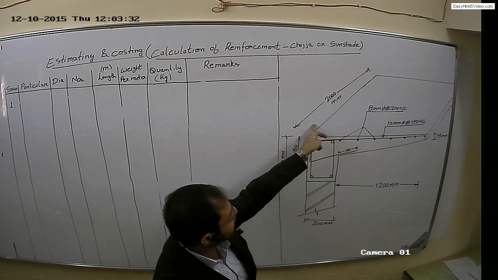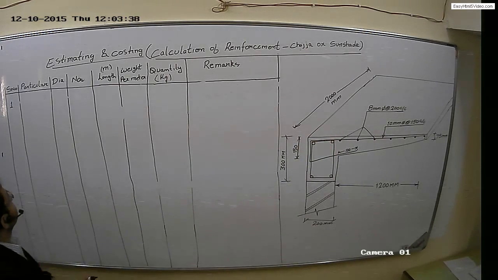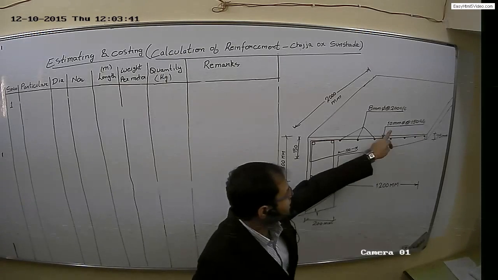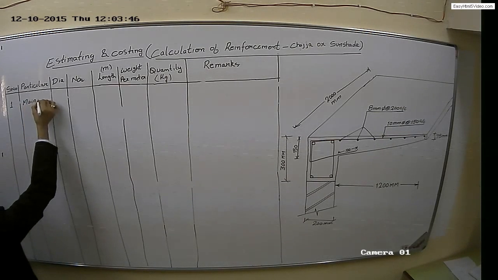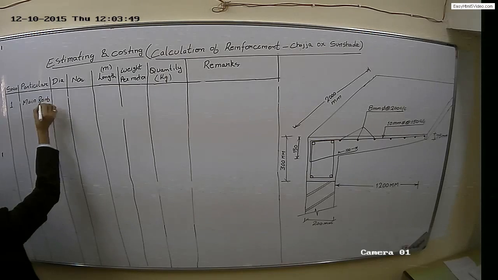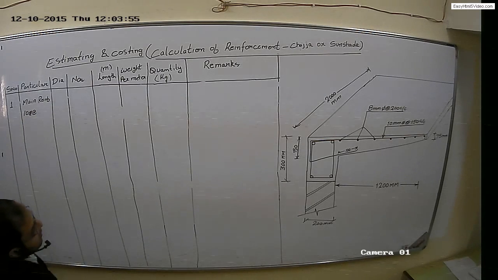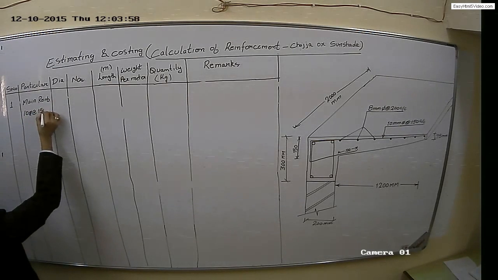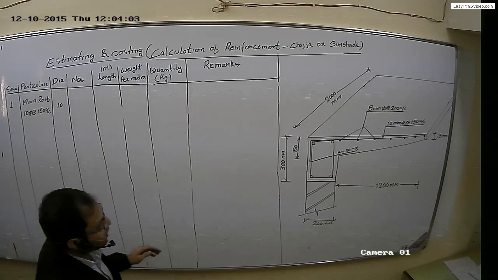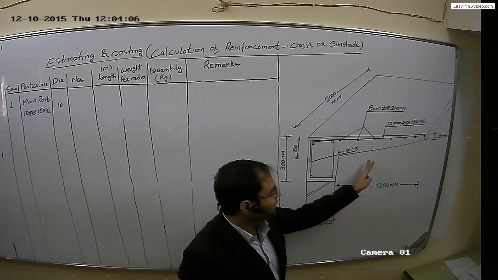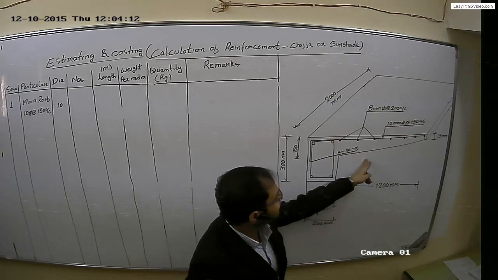The width of the Chajja is 2 meter. Now calculating the reinforcement, the main reinforcement, which is 10 mm dia, 10 tor at 150 center to center. Here we will write dia 10 mm. Now the numbers, we will calculate the number of 10 mm bar on the next step. First we will calculate the length of this particular bar.